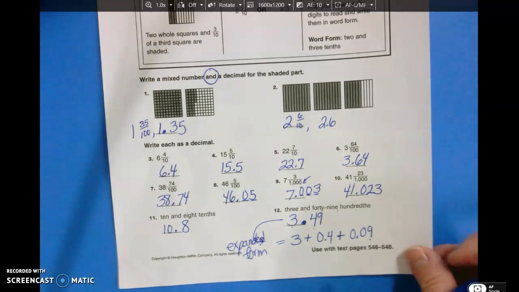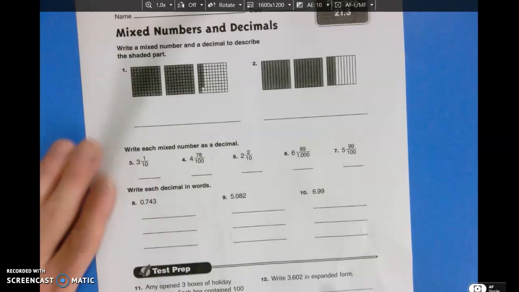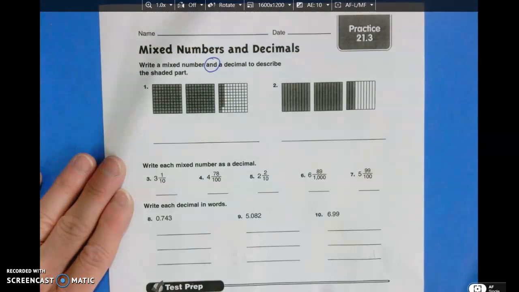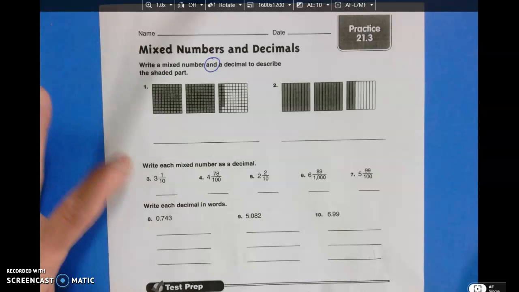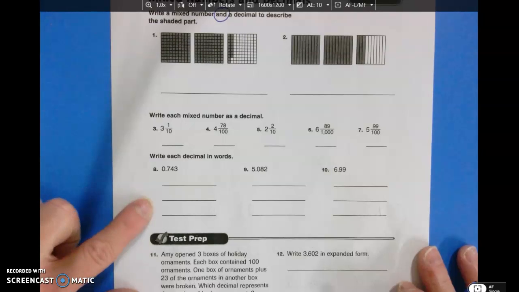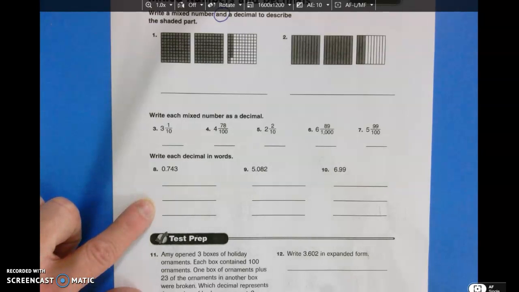Excellent. I'm sure you're catching on to this. And so on the practice side, you're going to do something similar. I see the word and I see mixed numbers as decimals. I see decimals in words. Don't forget those hyphens. A couple of you got the many points off. Any number from 21 to 99 needs that little hyphen as a connector.